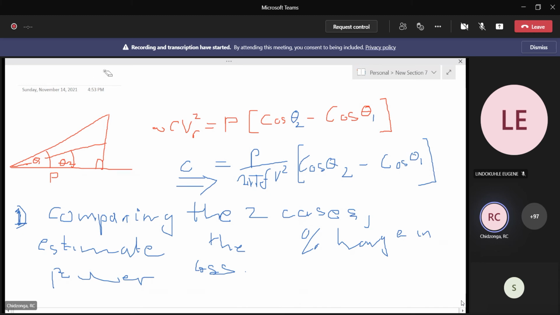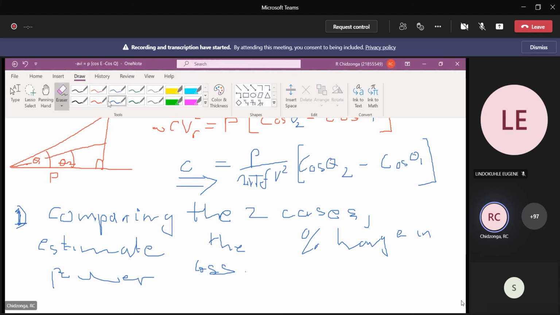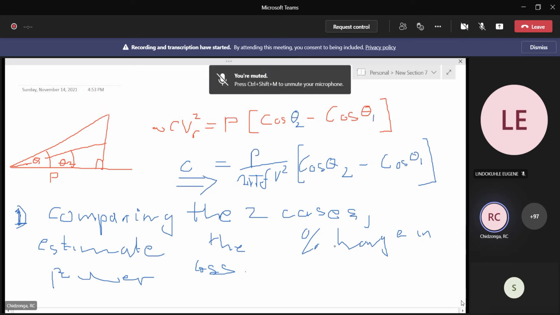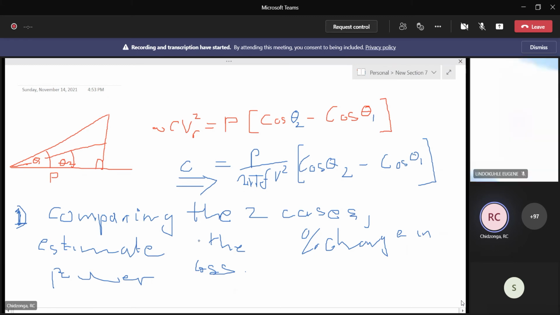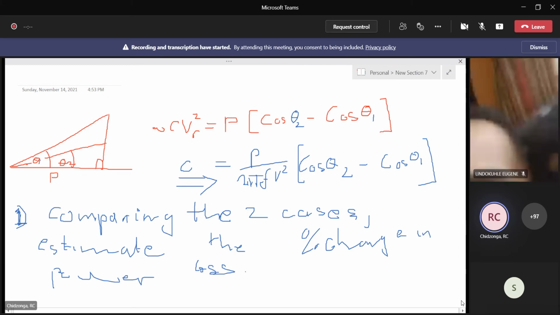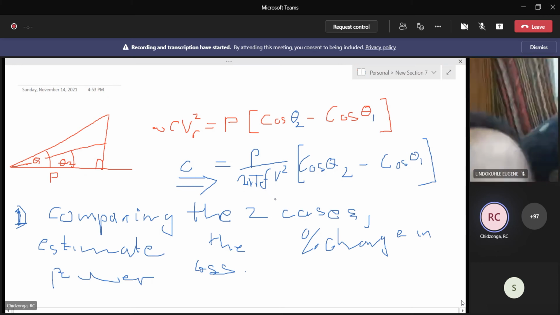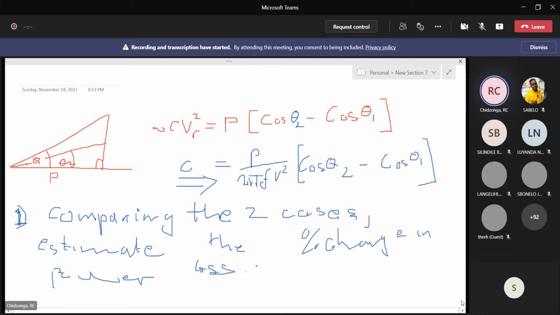I'll repeat again the question and I'll give you 10 minutes. I said comparing the two cases: one when the power factor was 0.73 and the other case when the power factor became 0.89. And I'm saying estimate the percentage change in power loss, full stop. So there you go, 10 minutes. This is 5 o'clock. I'll be back at 10 past 5.